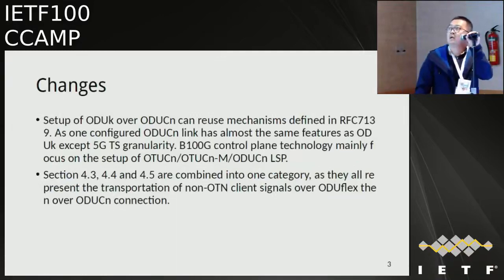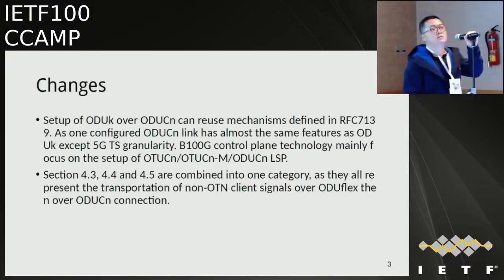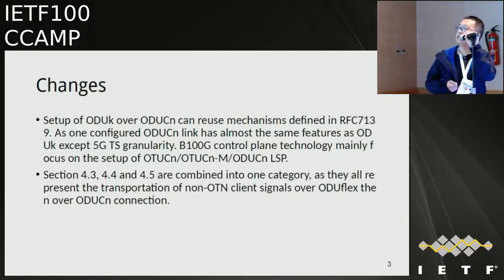The second one is the setup of ODUk over ODUCn, and after the discussion, we think this can be solved by reusing the mechanism defined in RFC 7139. It's because a configured ODUCn link has almost the same feature as ODUk, so the beyond 100 gig control plane title mainly in this draft should focus on setup and on the bonding of these instances. Also, some use case sections I combined into one category, as they all represent the transportation of non-OTN client signal over OTUflex and then over OTN connection. That's some restructuring work.